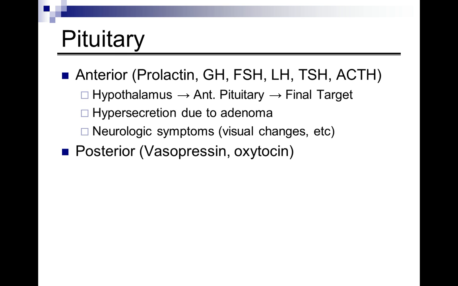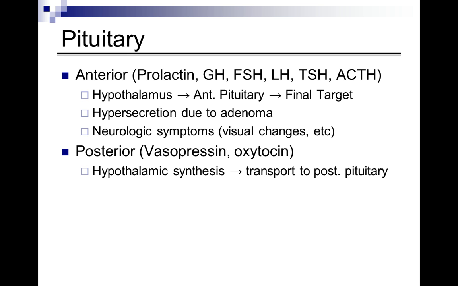The posterior pituitary gland is responsible for secreting vasopressin and oxytocin. And actually, these hormones are synthesized in the hypothalamus and are transported to the posterior pituitary, which is then responsible for secreting them into the circulation.